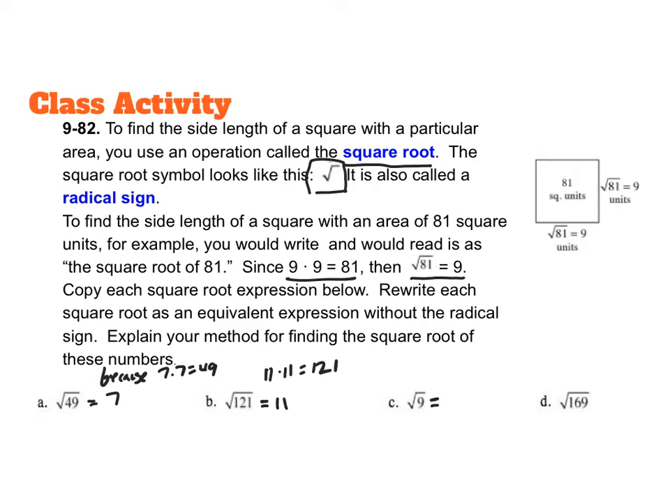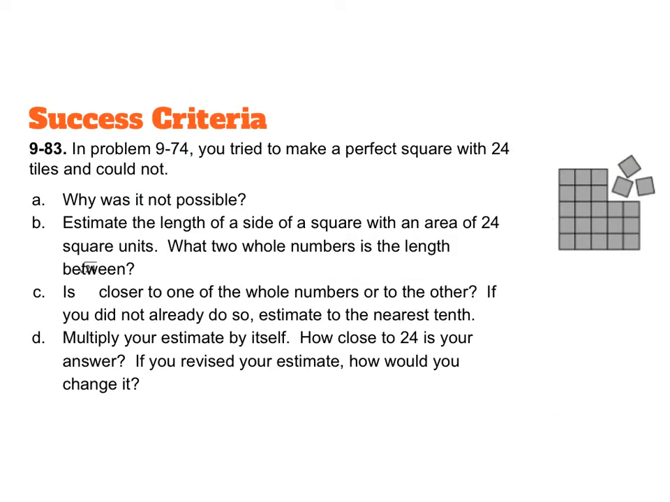The square root of 9 is 3, because 3 times 3 equals 9. And the square root of 169 is 13, because 13 times 13 equals 169. Okay, problem 83 is talking about a problem that we didn't actually do. But if you were to try to make a square with 24 tiles, it wouldn't be possible, because we would get down to something that looks close to a square, but we would be missing one square that we need.